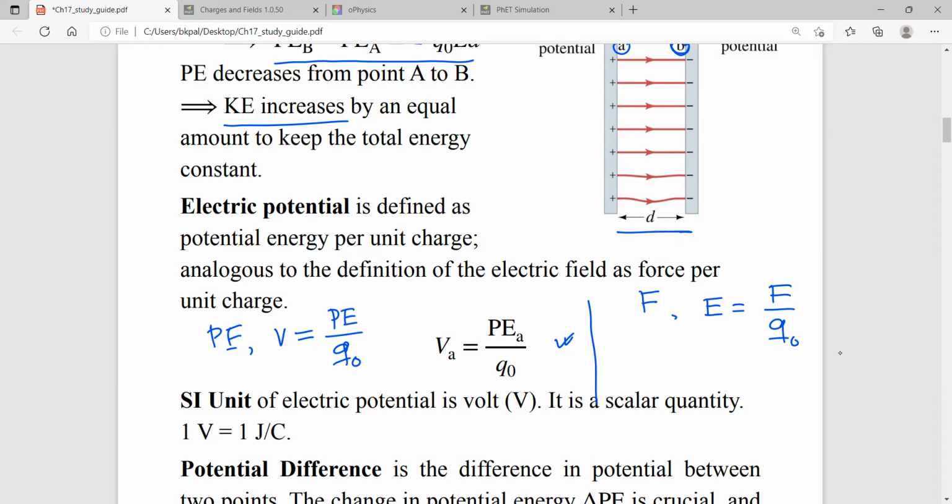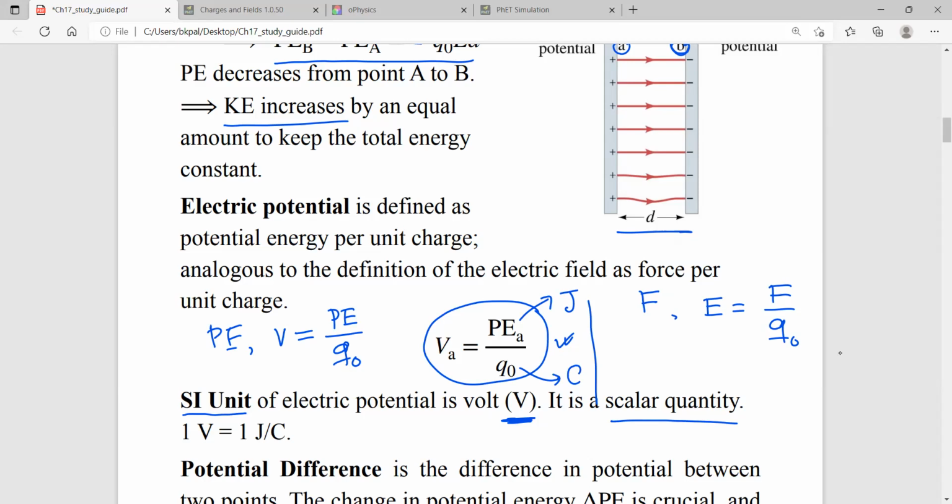The standard international unit of electric potential is the volt. Volt is the unit of electric potential, and it is a scalar quantity. From this equation, you can show that 1 volt is equal to 1 joule per coulomb. Here this is joule because this is energy, and Q0 is the charge, so its unit is coulomb. So from this equation you can derive that 1 volt is equal to 1 joule per coulomb.